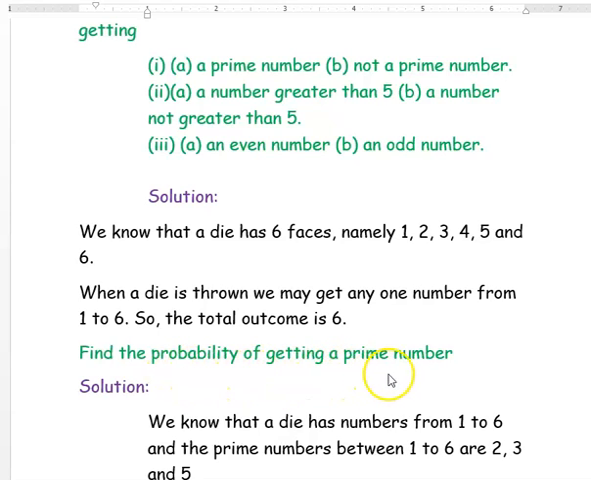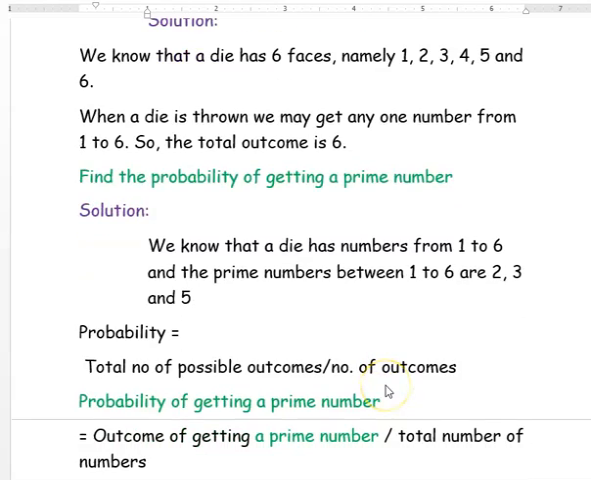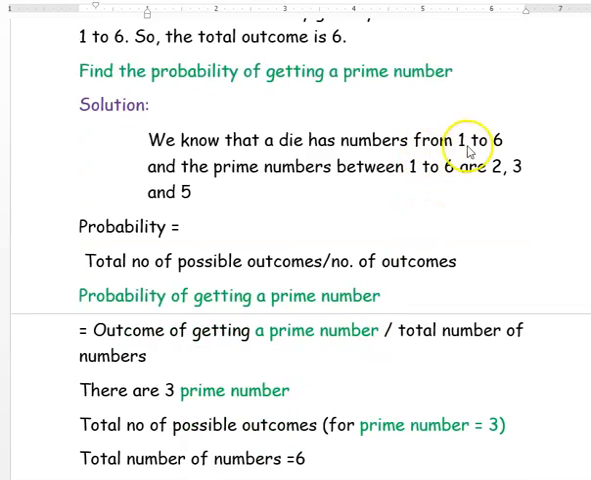Find the probability of getting a prime number. So we know that a die has numbers from 1 to 6 and the prime numbers between 1 and 6 are 2, 3 and 5. So we know that the probability formula is number of possible outcomes divided by total number of outcomes. So now we'll write the formula for the probability of getting a prime number: outcome of getting a prime number divided by total number of numbers.